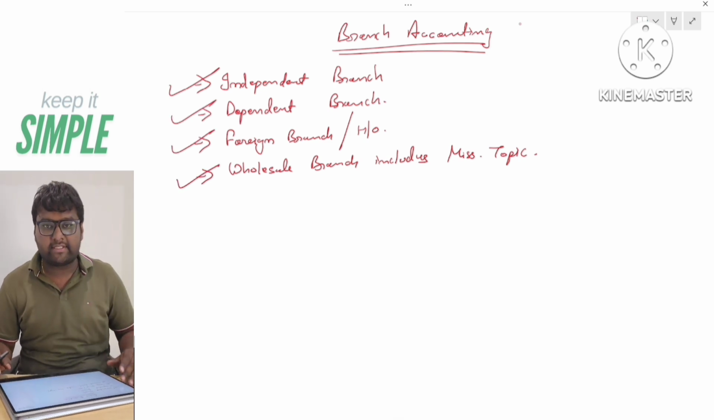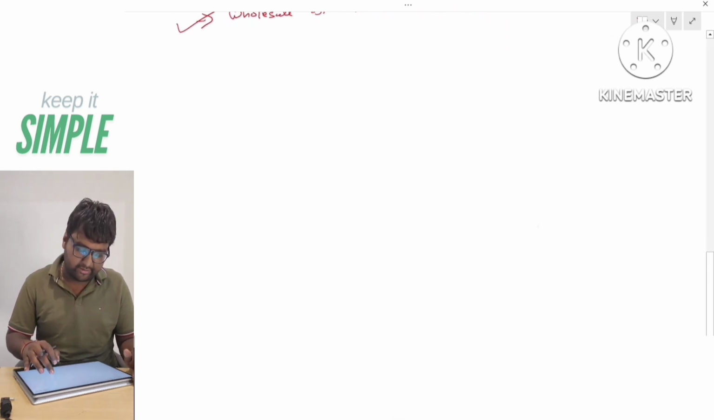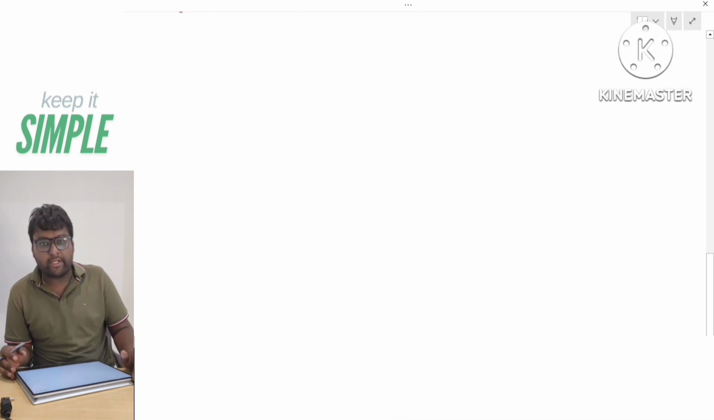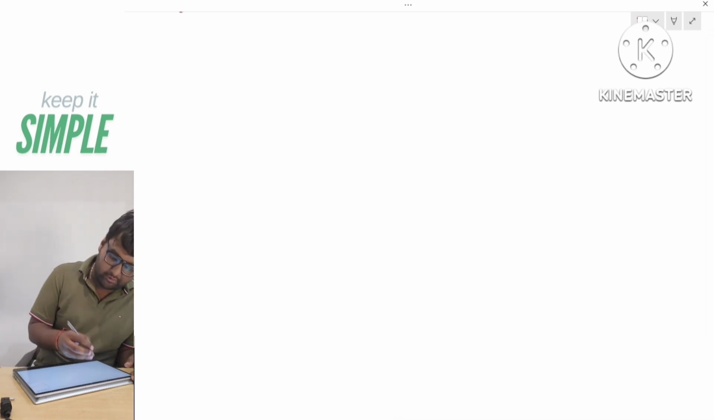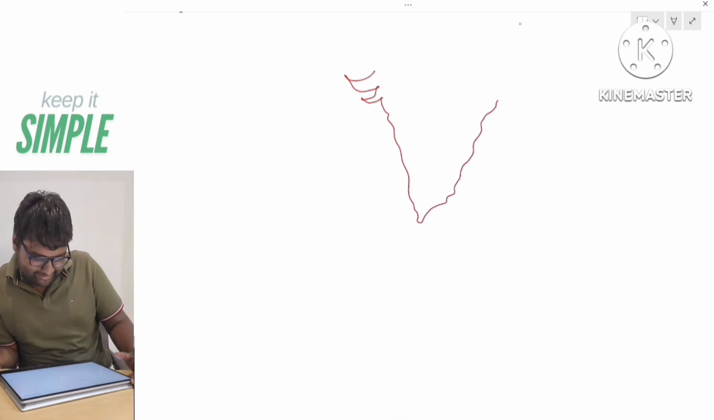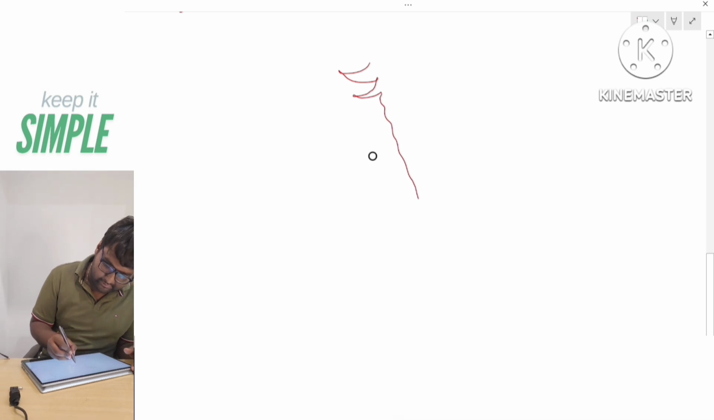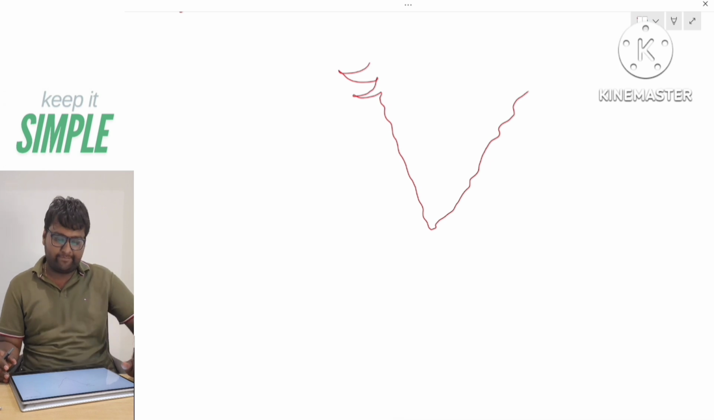Okay, so let me start by giving you a brief introduction about what is the difference between branch and head office, and what is branch and what is head office. Okay, so we'll take a classic example of State Bank of India. So suppose this is India, this is the map of India. Excuse me for my drawing, but okay, we'll draw again. Okay, so we can say somewhat this. Okay, so this is the map of India, we can say.